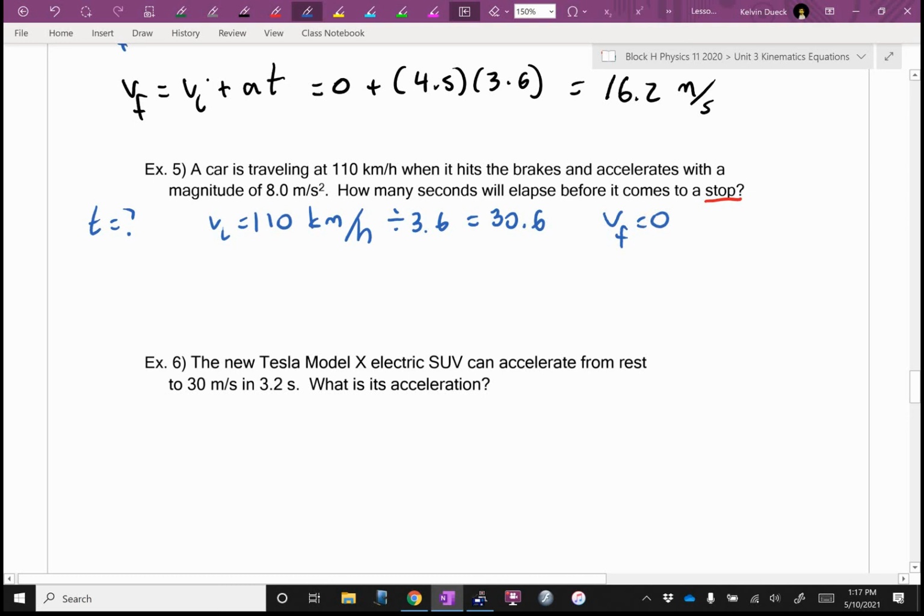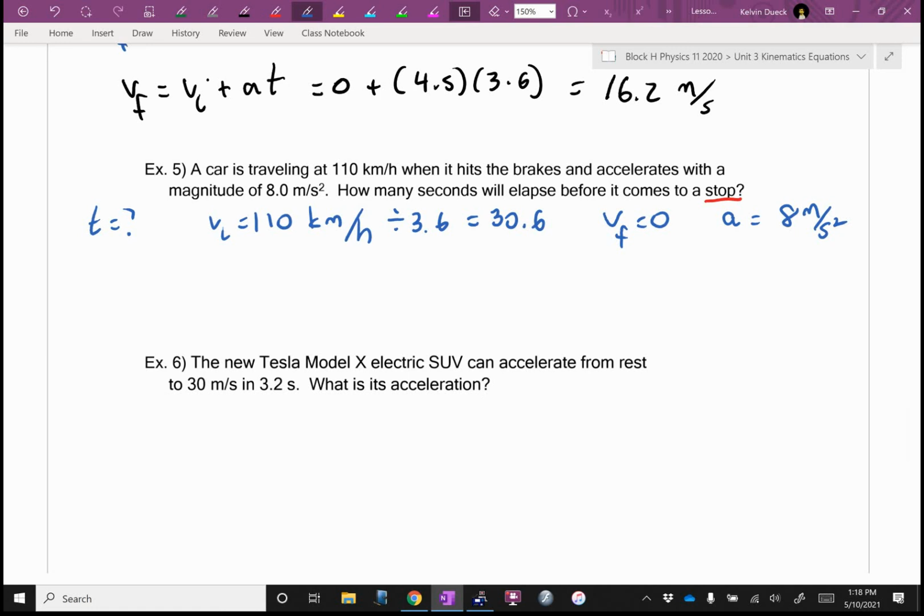What's A? Who can tell me why writing this is wrong? A is not 8 meters. Nope. This is why I like this question, because you're trying to find time in seconds. A can't be 8.